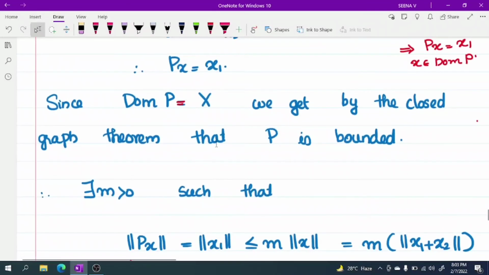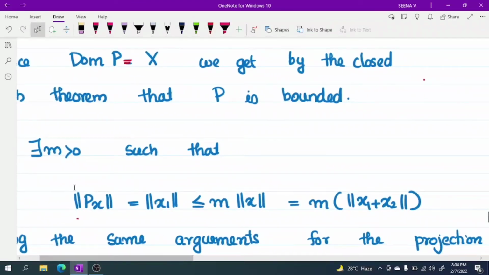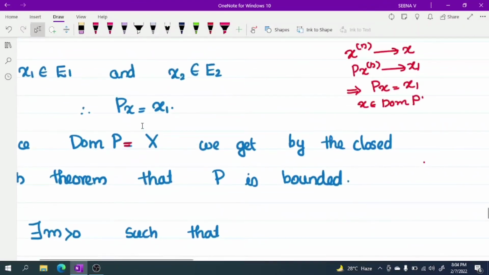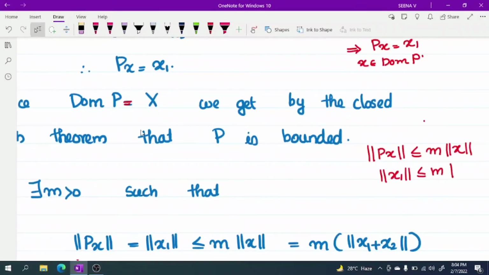And by the closed graph theorem, we have P is a bounded operator. Therefore, there exists an m greater than 0 such that norm of Px is less than or equal to m into norm of x. But what is norm of Px? Norm of x1 is less than or equal to m into norm of x, which is norm of x1 plus x2.